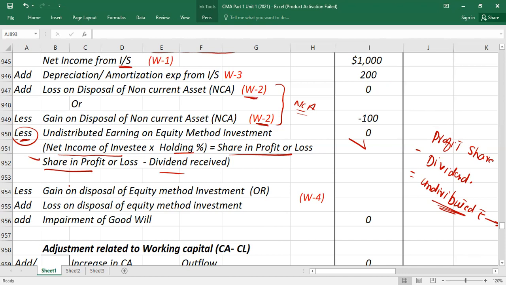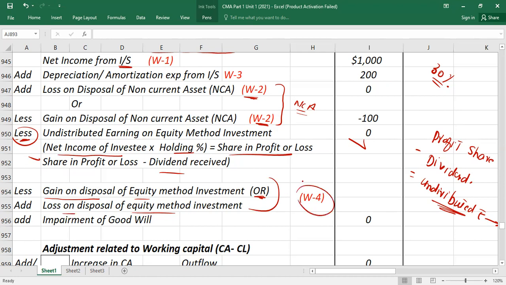For example, maybe I'm assuming previously your holding percentage was 34. Maybe 5% of this investment you sold during the period. So you could have a gain or loss on that. Those gains or losses on disposal of investment might also be included in the income statement, and we have to reverse the effect of the gain or loss now. Reason: it belongs to investing activities. In operating activities, you have to reverse. Understood? So look here at the next adjustment. These two adjustments I'm telling you together now: gain on disposal of equity method investment or loss on disposal of equity method investment.